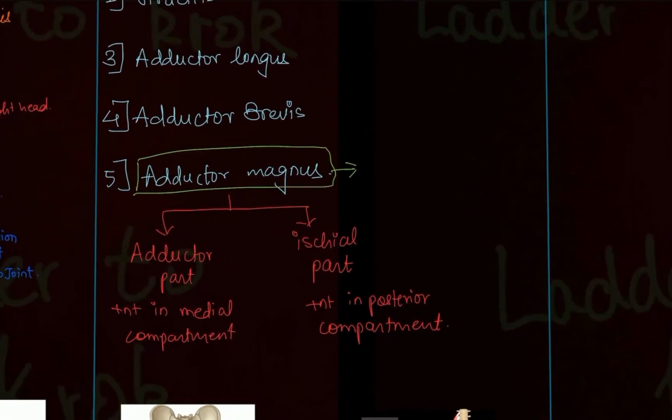Now the reason you should have known by now, it is having two parts, right? That is adductor part and ischial part. So adductor part is present in medial compartment, that means it will be supplied by obturator nerve. But as ischial part comes under the posterior compartment, it will be supplied by sciatic nerve, right? So adductor magnus on the whole, if we see, then it is having two nerve supplies. Therefore it becomes your hybrid muscle.